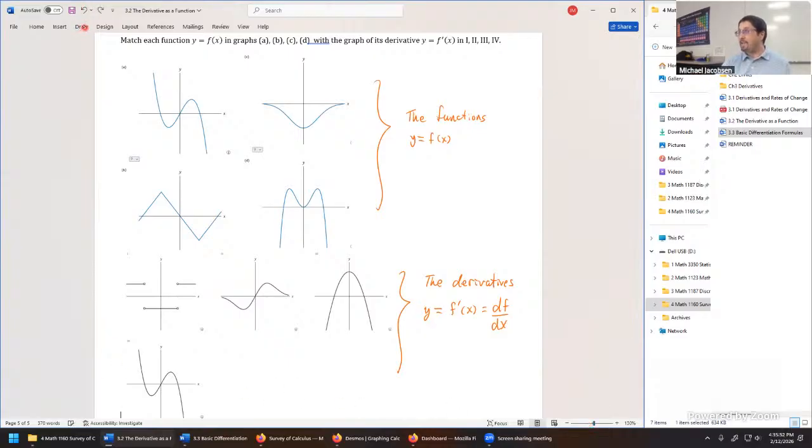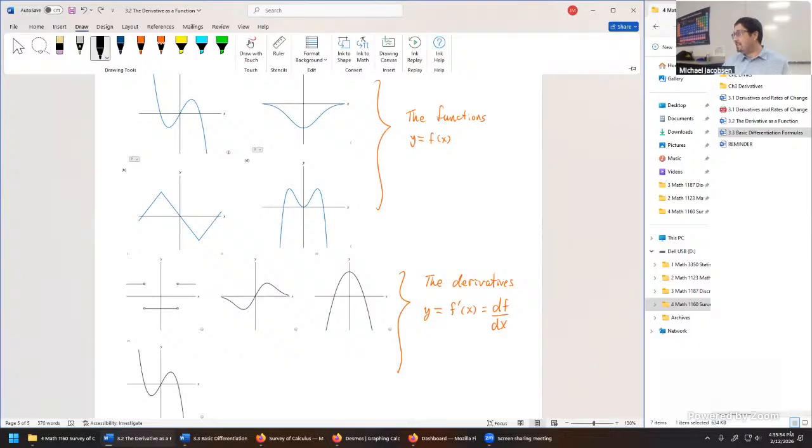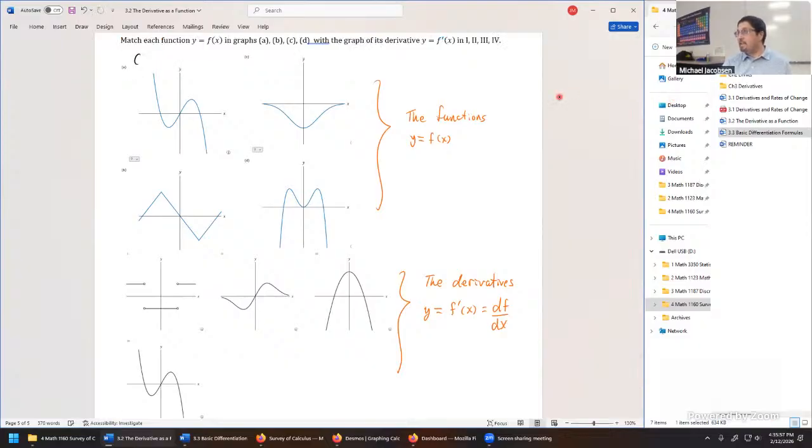Let me see if I can make this just a little bit easier to read. This is A, B. Oh, hang on. No, that's not right. That's kind of hard to see. This is A, B, C, and D. And this is graph I. There we go. II, 3, and 4. Okay, so anyone see which graph B matches a derivative below from 1 through 4?